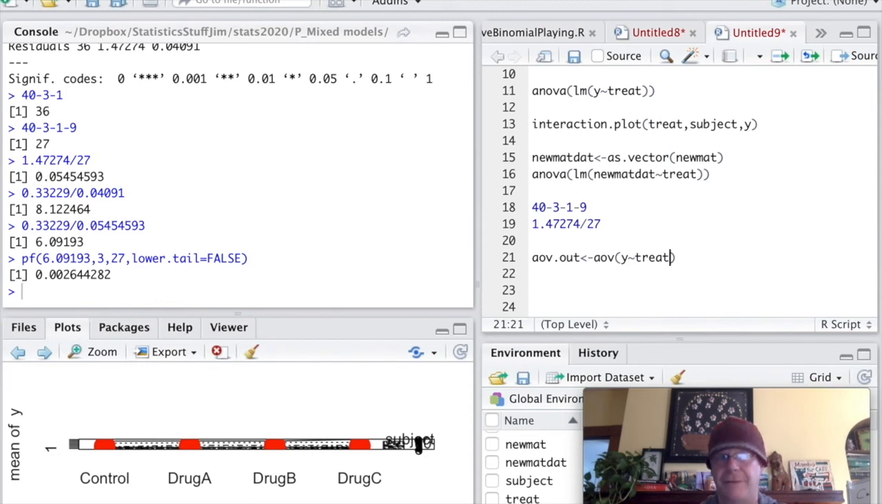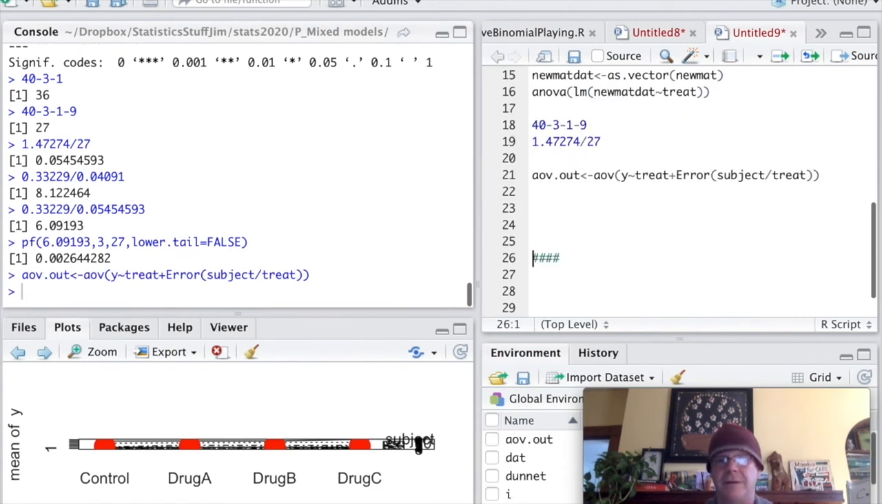But then what you can do in the aov function is you can be explicit about your error term. And then what I'm going to do is I'm going to say that treatment is nested within subject. So that's what that syntax is telling R. It's telling me that I do indeed have an error term. You're always going to have an error term. But for this particular error term, I'm going to assume that each treatment is nested within each subject. So I can go ahead and I'll do that.